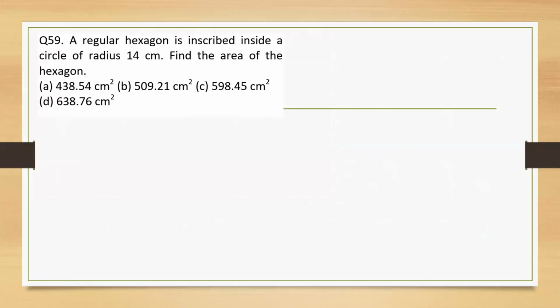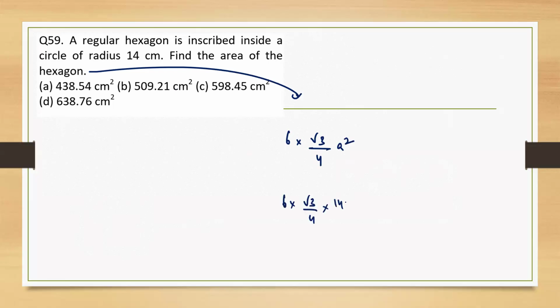A regular hexagon is inscribed in a circle of radius 14. Find the area of the hexagon. See, regular hexagon is nothing but 6 times an equilateral triangle, which is root 3 by 4 a square, where a is 14. So 6 into root 3 by 4 into 14 into 14. So I can simply do 7 and 7, it is 49. 49 you can take as 50 because options are a little bit deviated. So it's okay. 50 into 6 is 300.